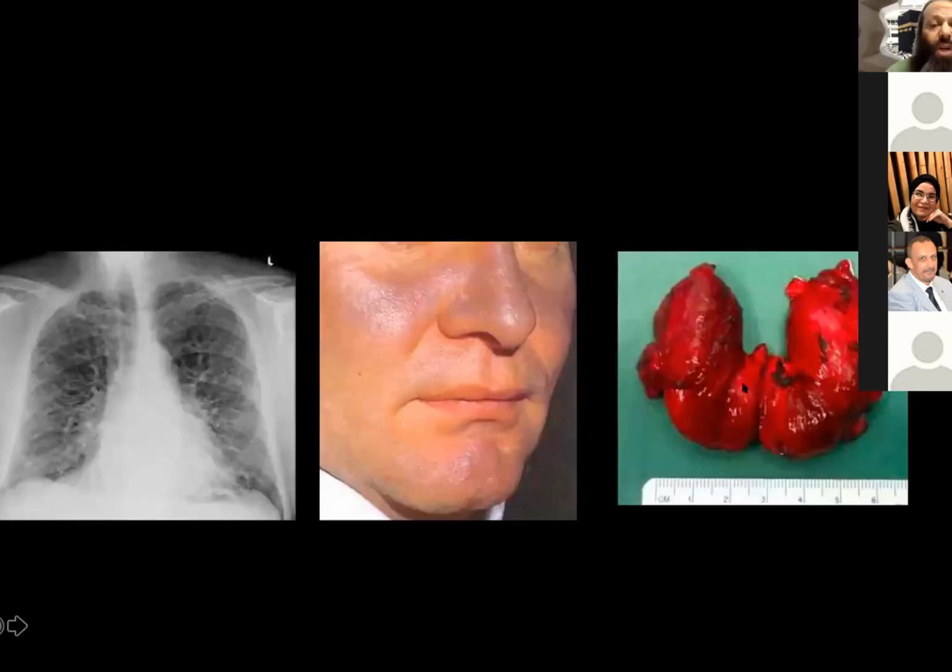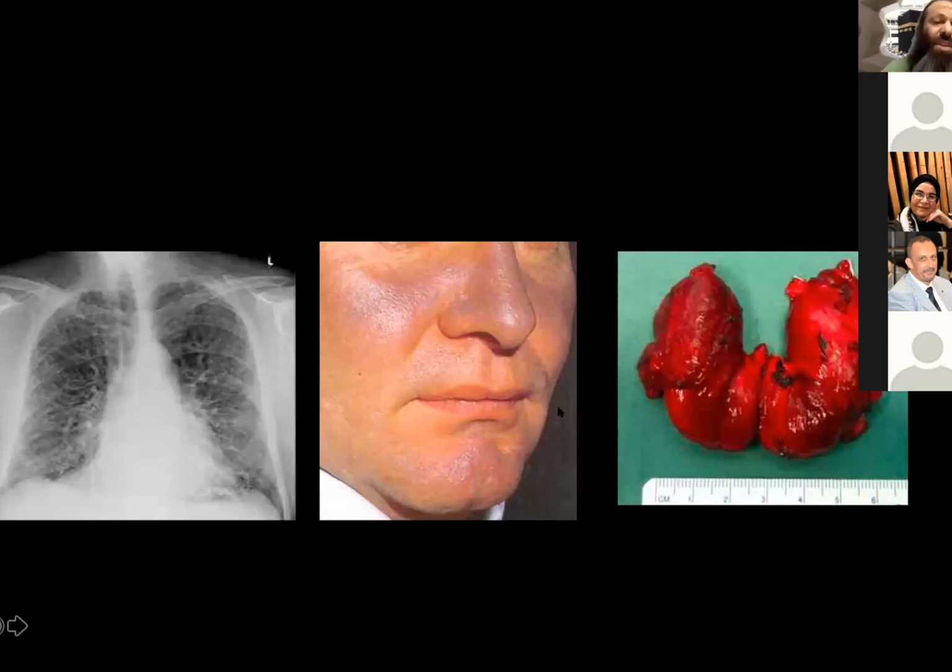And those are the 3 common complications, if you remember those photos very well. This is the thyroid gland, and Amiodarone, of course, causes hypothyroidism. So this is one of the common drug-induced hypothyroidism by Amiodarone. This is the facial discoloration by Amiodarone, and lung fibrosis.